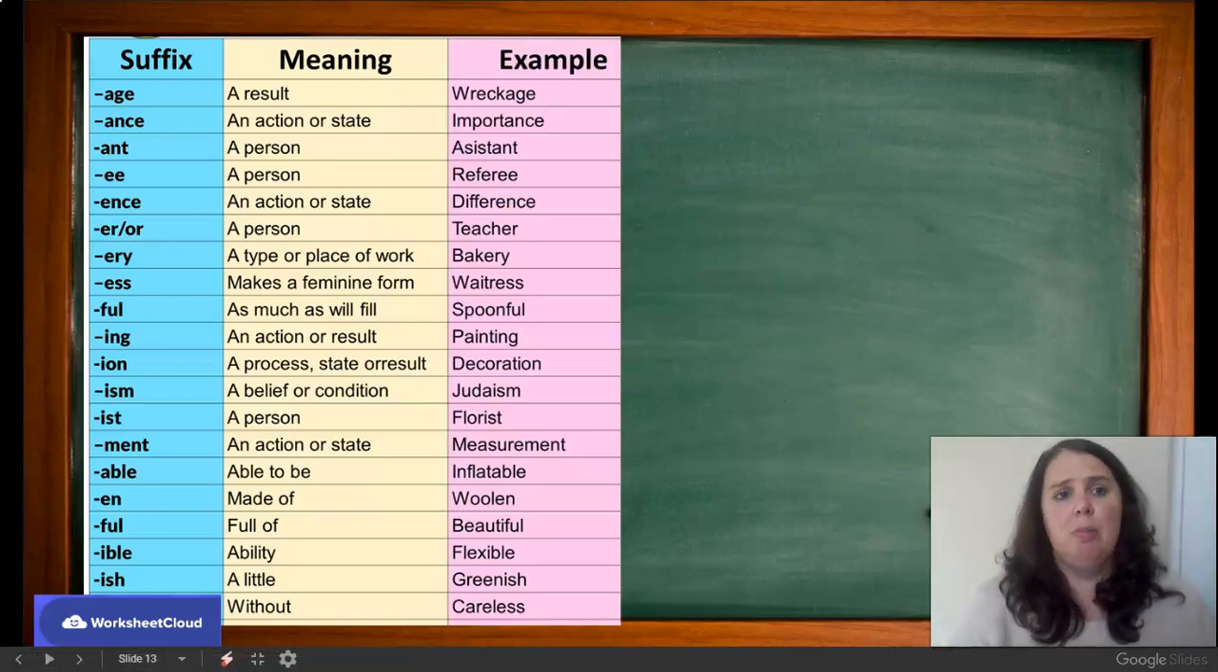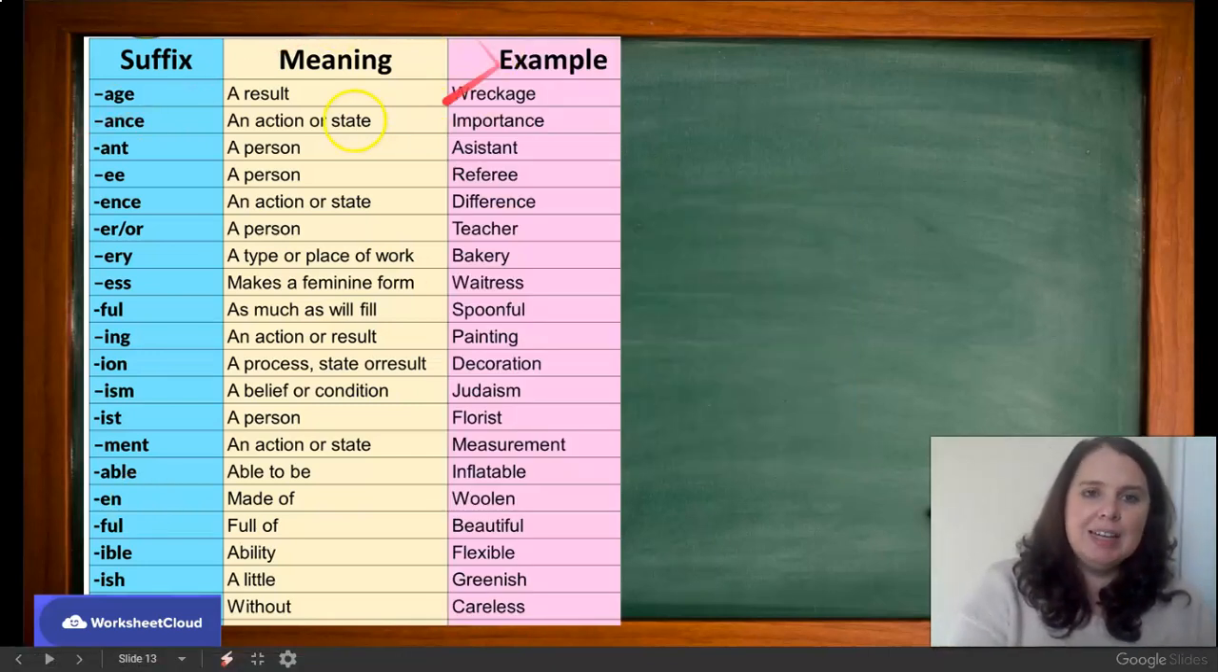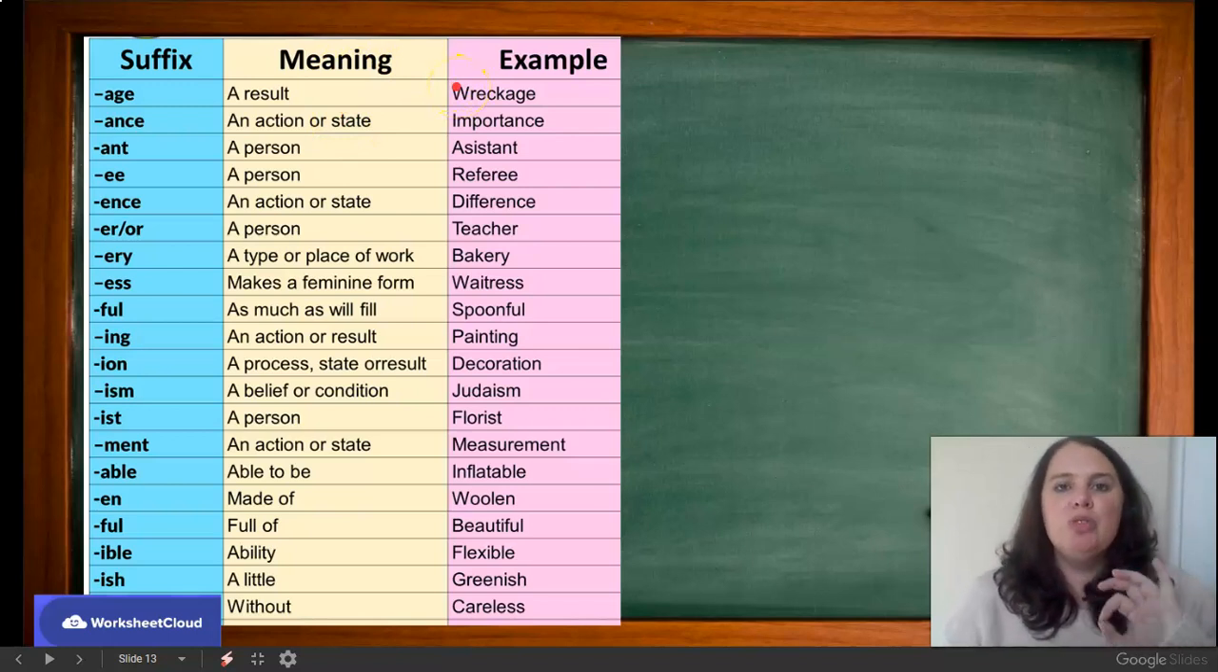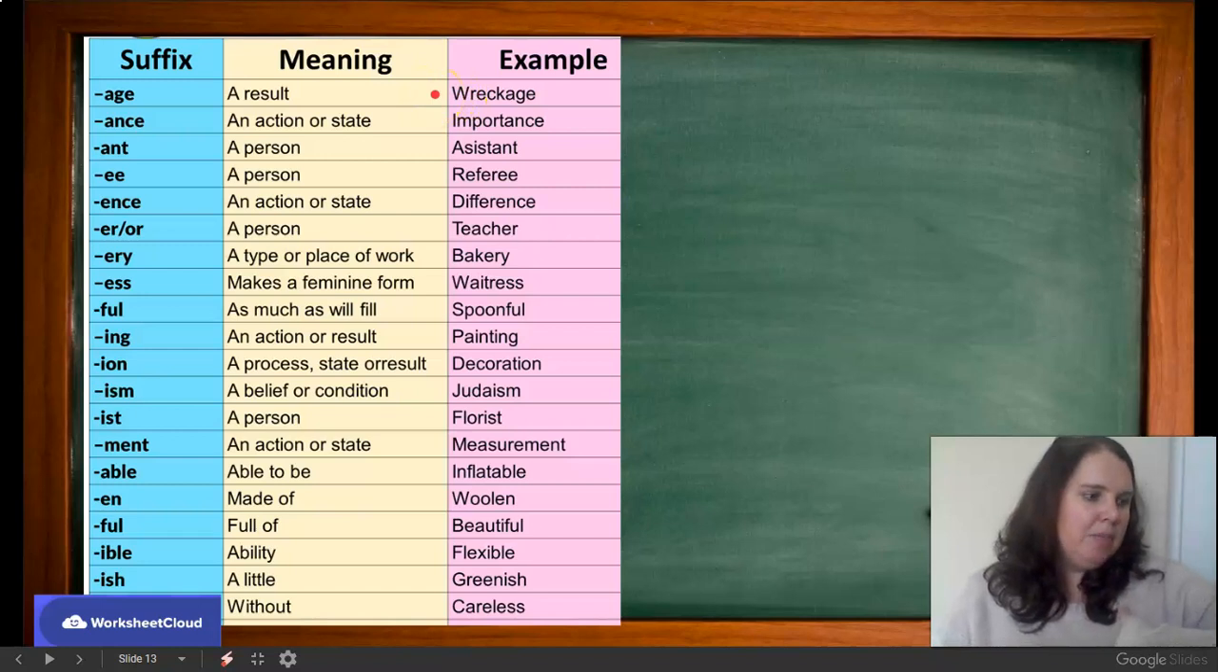Okay, let's look at some examples. So have a look at the meaning while I go through the example, because it will also really help you with knowing what that word means. So a wreckage, it's a result of a crash or an explosion.